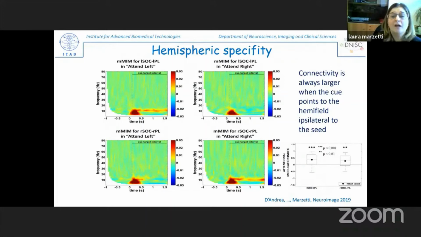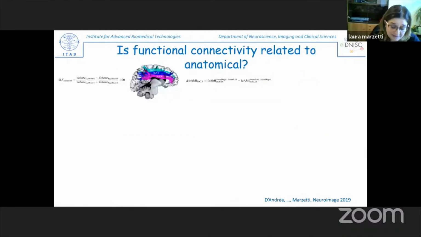So if we move to the other hemisphere, in the condition in which you are supposed to attend right, you don't see this modulation, and the same in a crossed style. So you see it only when it's ipsilateral to the attended location and not in the other case.